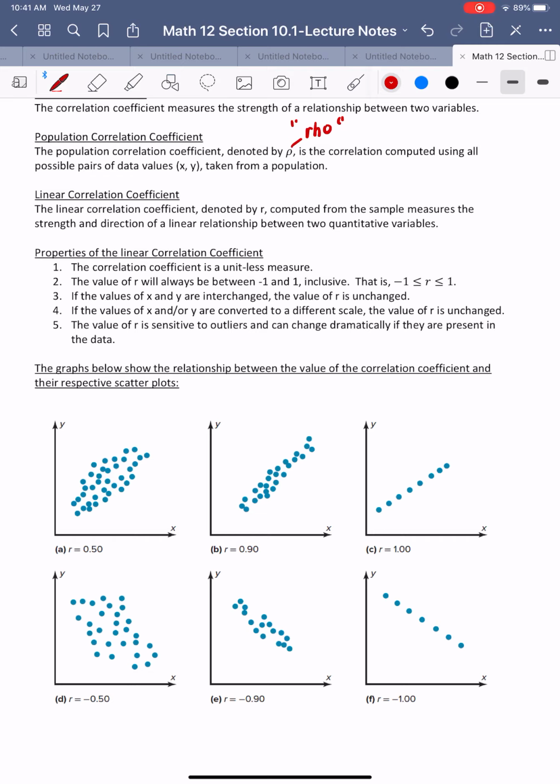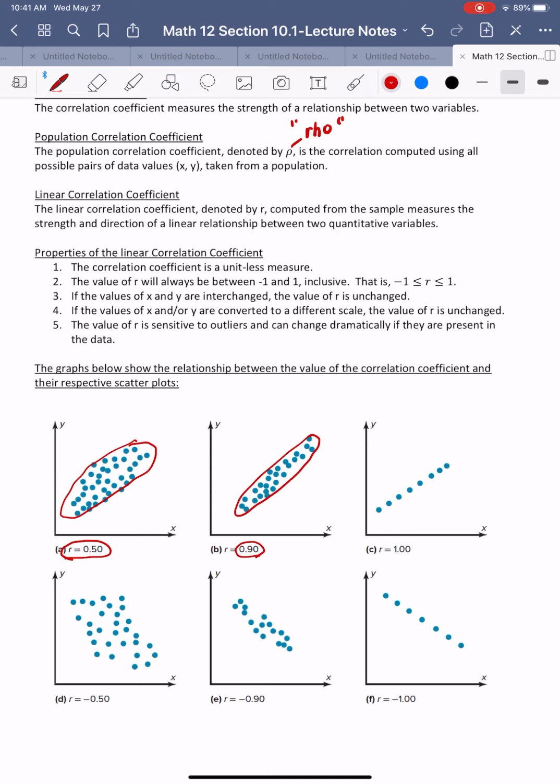Number five, the value of r is sensitive to outliers, so it can change dramatically if they are present in the data. The graph below shows the relationship between the value of the correlation coefficient and their respective scatter plots. When you see this kind of relationship between x and y, r is about 0.5, which is half. And then the values get together very narrowly, and we call that about 0.90.